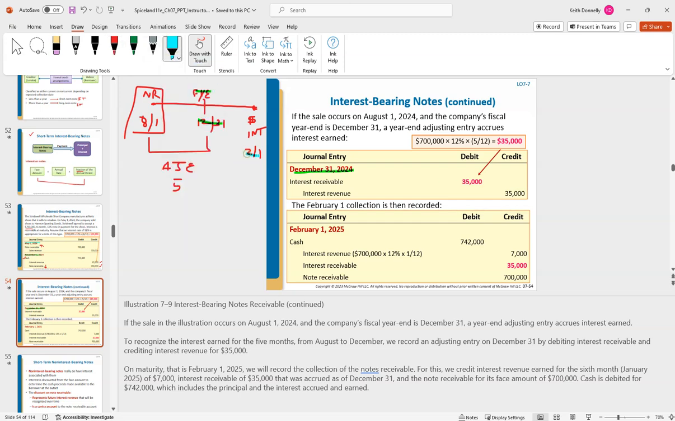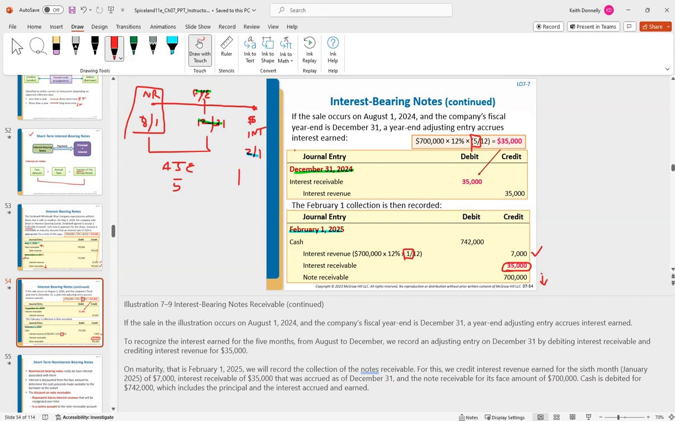Likewise, in February, February 1st, we're going to get rid of the note receivable. We're going to collect on that interest. And then accordingly, we will have the interest revenue that we recognize here for the remaining 1 month. Because it was 6 months, 5 of it we did over here, 1 month we got over here. So it'll be 7,000 there, and then we'll do debit cash for 742.